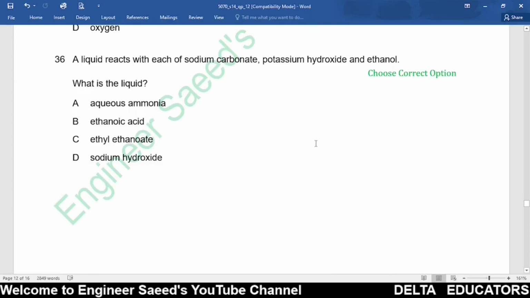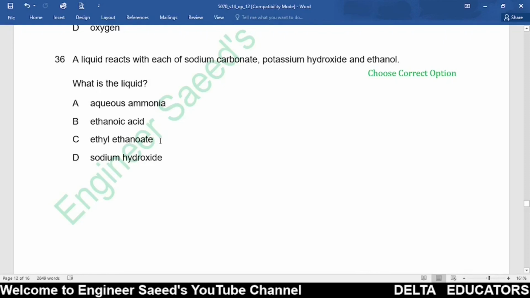Question number 36. A liquid reacts with each of sodium carbonate, potassium hydroxide and ethanol. What is the liquid? Sodium carbonate and potassium hydroxide are alkaline in nature. So the liquid that will react with sodium carbonate, potassium hydroxide and ethanol will be an acid. Now we check the options. Option A aqueous ammonia. Ammonia is alkaline in nature, so this one is incorrect. B ethanoic acid. Yes, this one is the correct option. Here it is given an acid. Ethanoic acid will react with sodium carbonate, potassium hydroxide and ethanol. So correct option, option B.